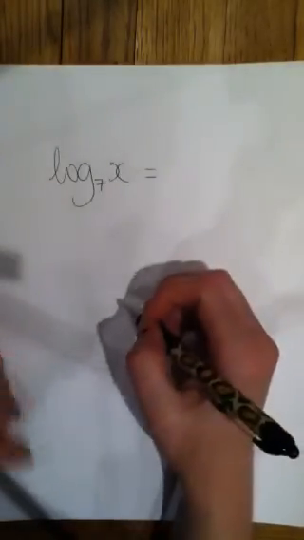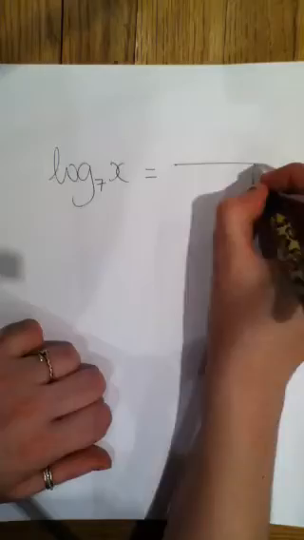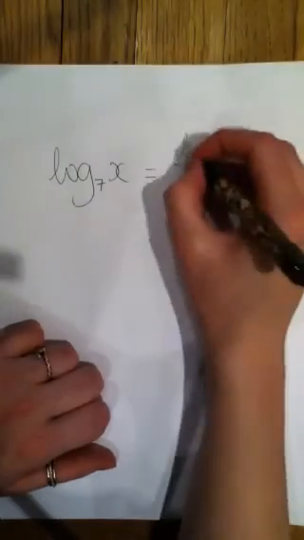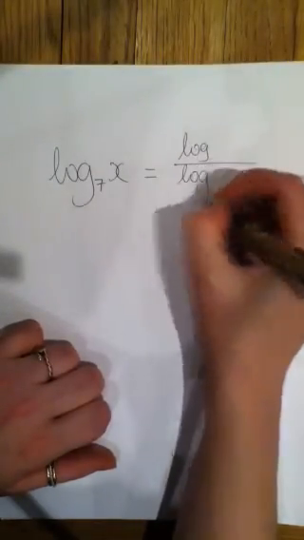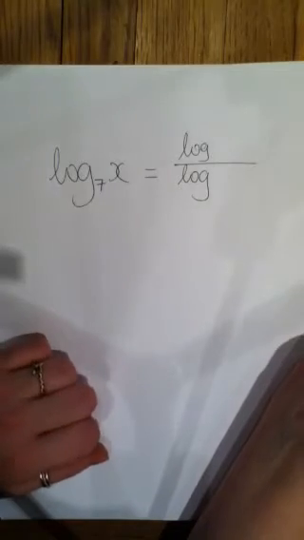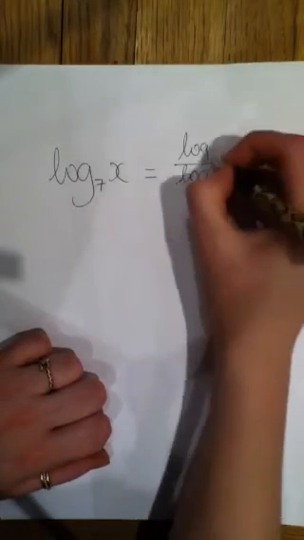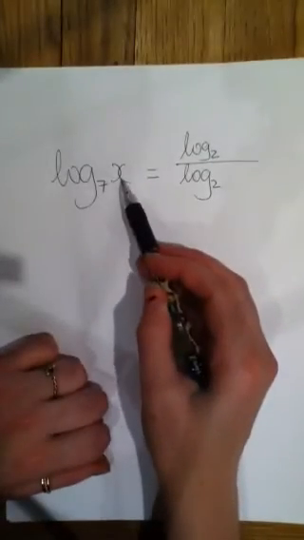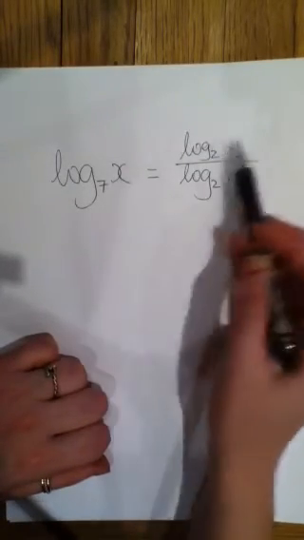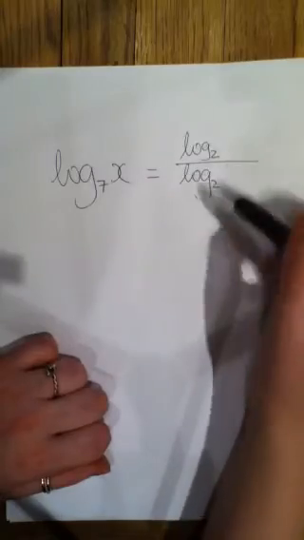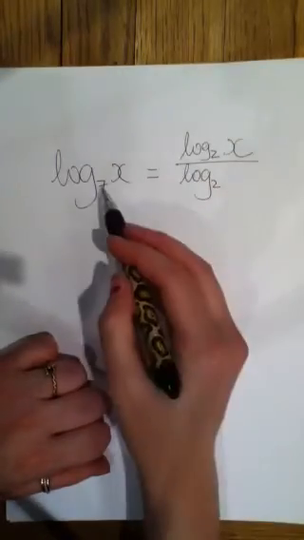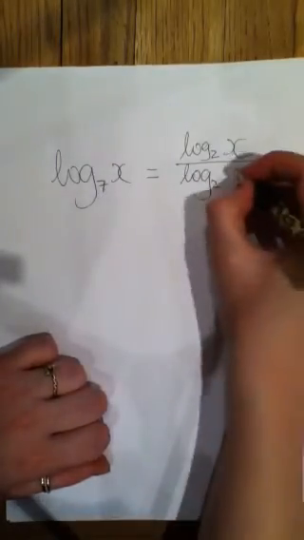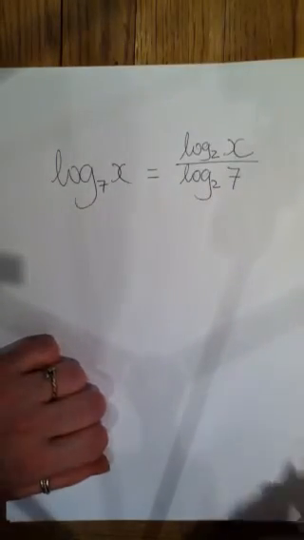If you've got that situation, it's really easy to change your base. You just draw a fraction like that, and you write log on the top and you write log on the bottom, and you choose your new base. So if I want base 2, then I choose base 2 for there and base 2 for there. And then your x, the thing you were taking the log of, that goes on the top. The big thing here, that goes on the top. And the 7, the old base, that goes on the bottom. So it's really, really easy.